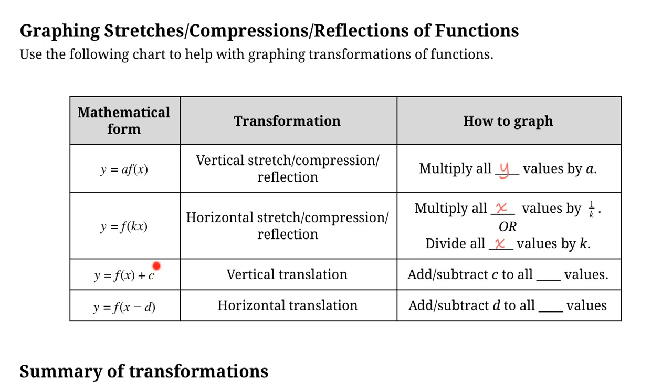And then we got our c value. So this affects our vertical translations, or vertical shifts. So we're going to add or subtract c to all of the y values. And then we have our d. So d is our horizontal translation, so that means we're just going to add or subtract d to all of our x values.